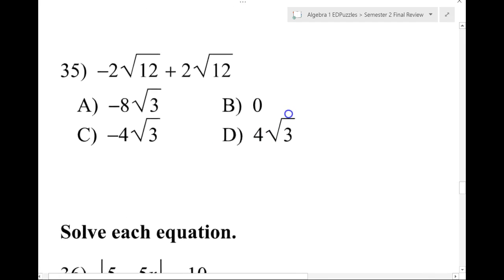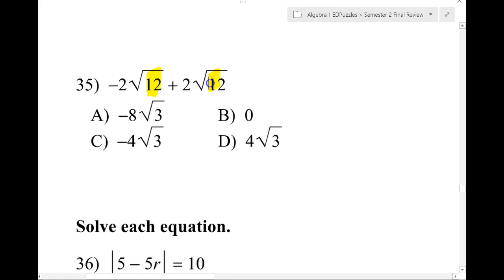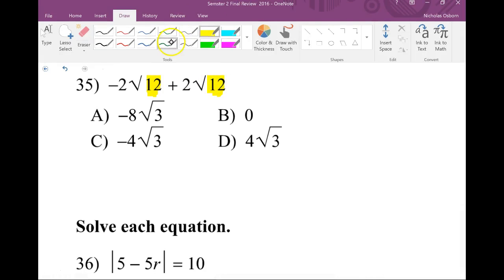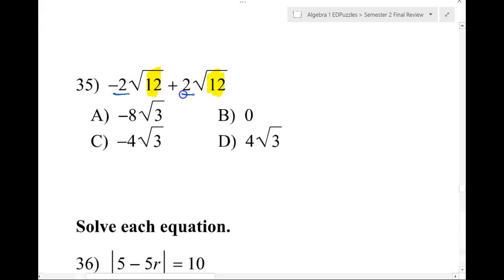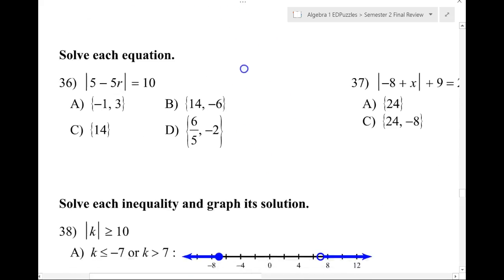Okay? And again here, the numbers inside the radical are the same, and if they weren't, you would have to break down each one individually and then combine them. And so what I'll do is I'll just add the coefficients on the outside, and negative 2 plus 2, well, that's 0. 0 times the square root of 0 is 0. Okay, case number 36.